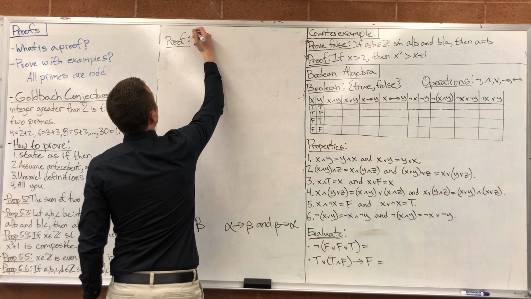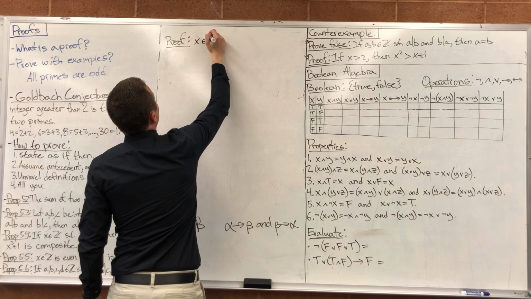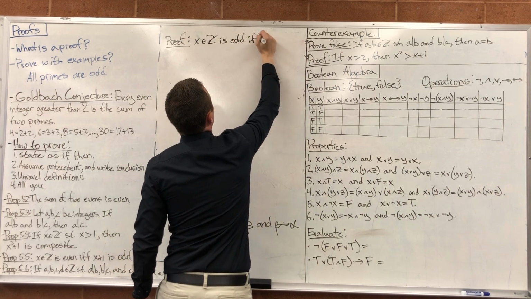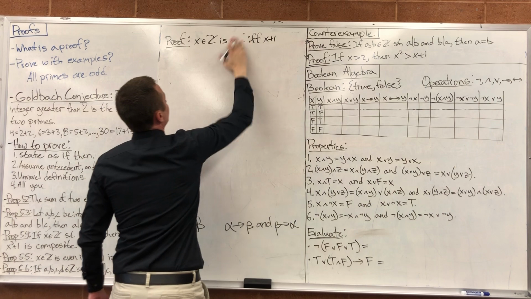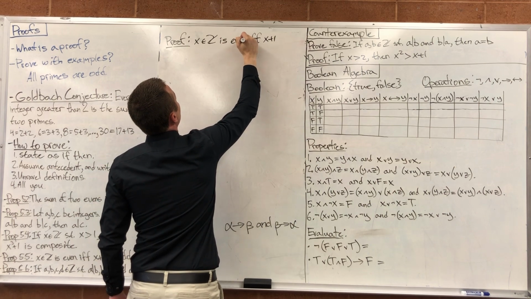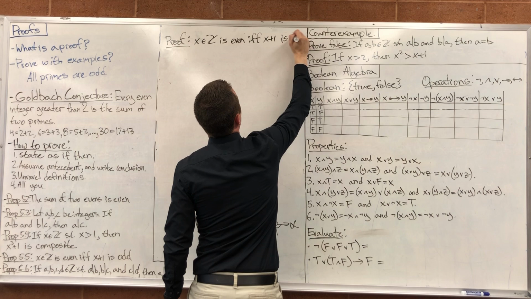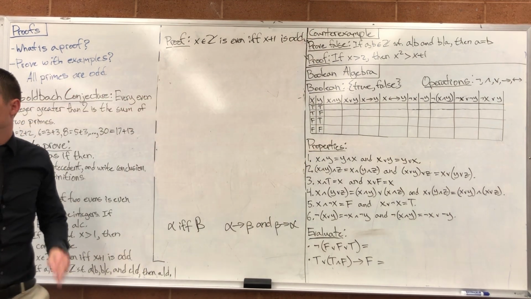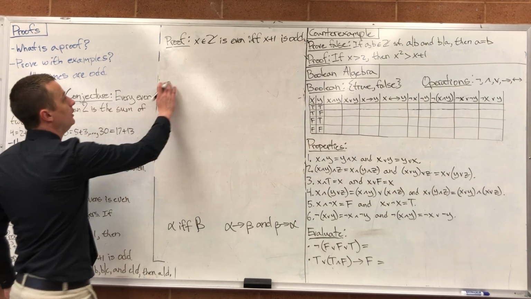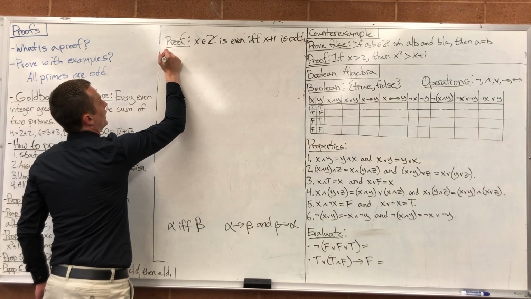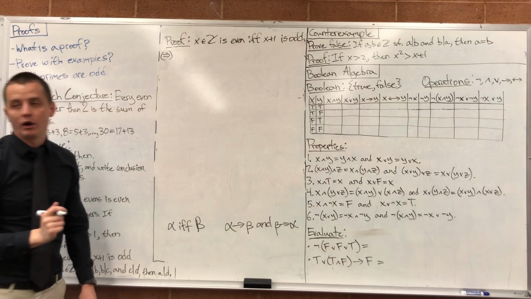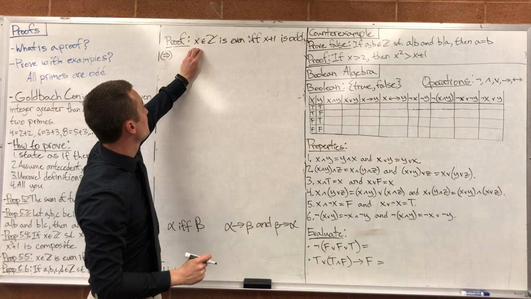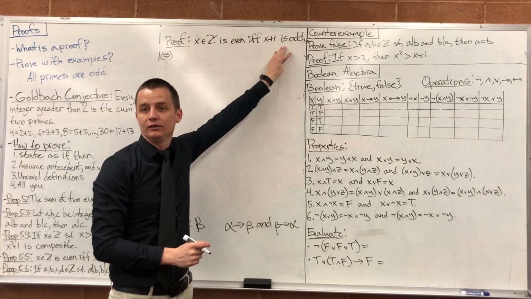So proof. x in Z is even if and only if x plus 1 is odd. Okay, so since this is two implications in one, when you're doing an if and only if proof, it's often the case that you'll see arrows to the side like this, saying which part of the implication we're proving first. So first I'm going to prove that if x is even, then x plus 1 is odd.